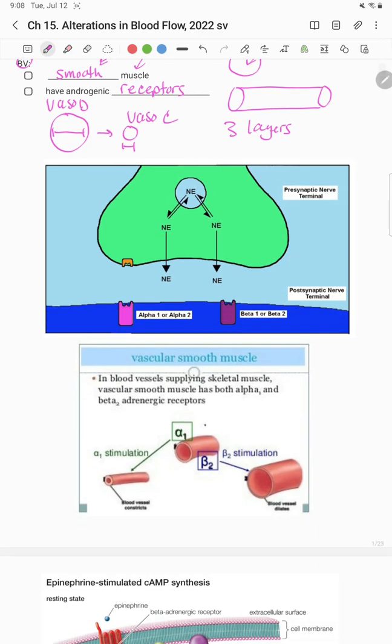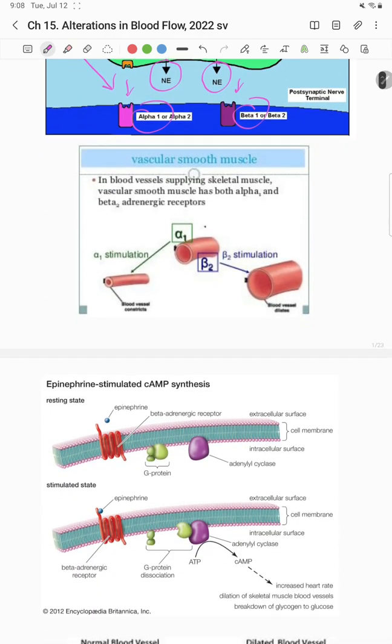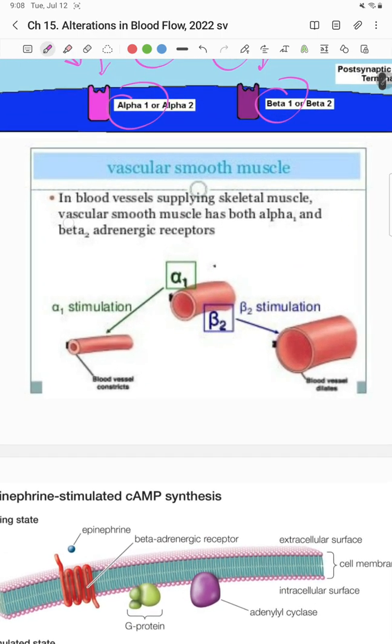And here is an example of that. So we have the nerves that can release norepinephrine, and they would go across and bind. So the norepinephrine would bind to the receptors on the postsynaptic membrane. And you have alpha receptors and you have beta receptors. In blood vessels supplying skeletal muscle, vascular smooth muscle has both alpha and beta adrenergic receptors.